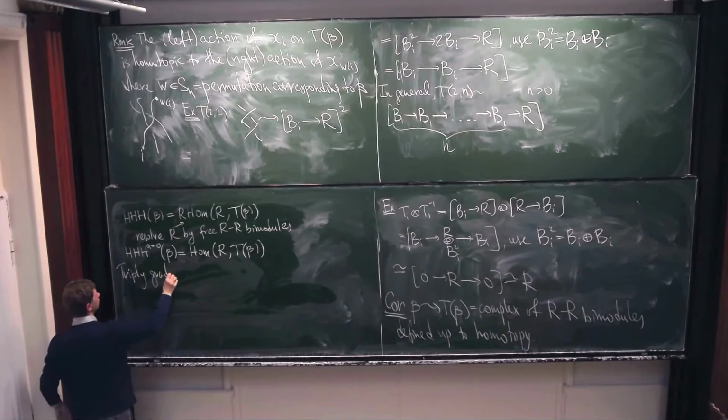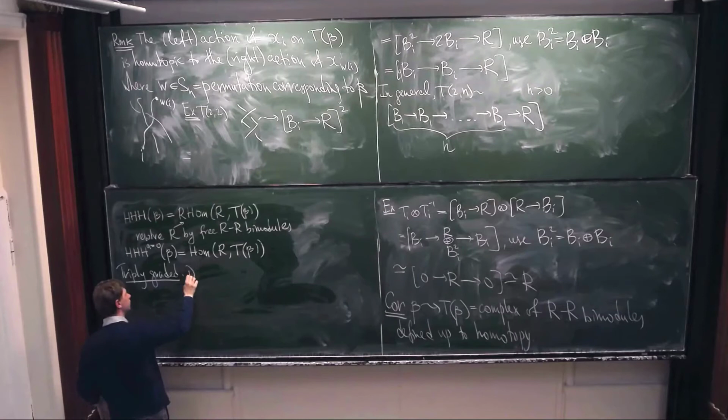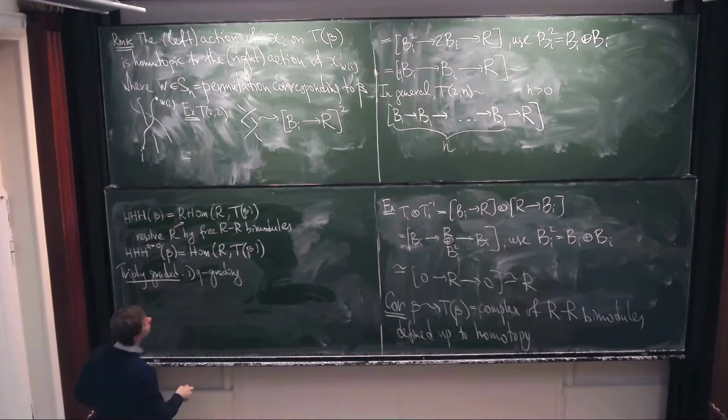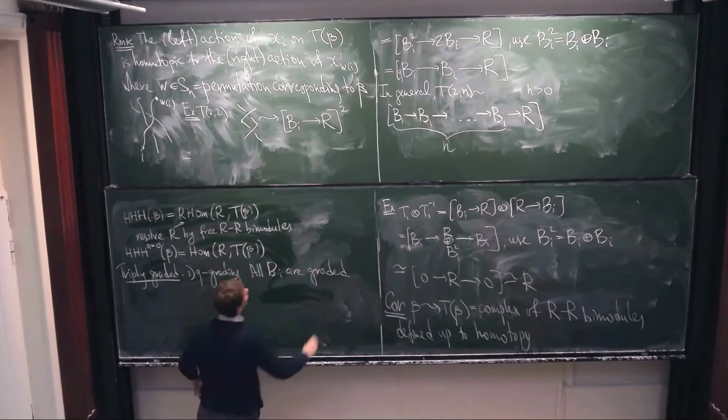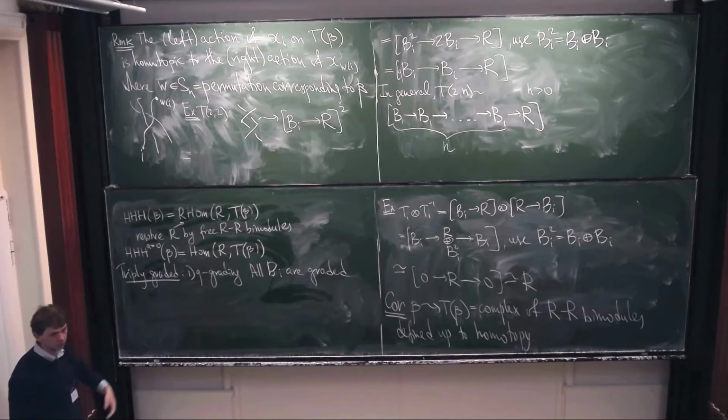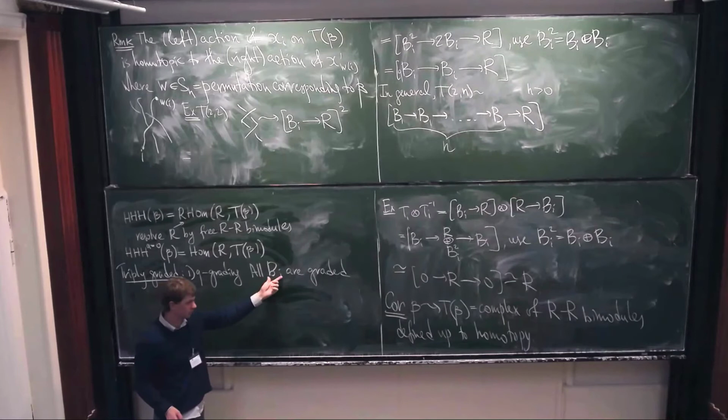So first of all, we have Q grading, which was implicitly there already. We just say that all b_i are graded, and all morphisms are graded, homogeneous of some degree. And so we just take this grading and carry it from the grading of b_i. And b_i, well, it's an ideal generated by some homogeneous polynomials in X and X prime.